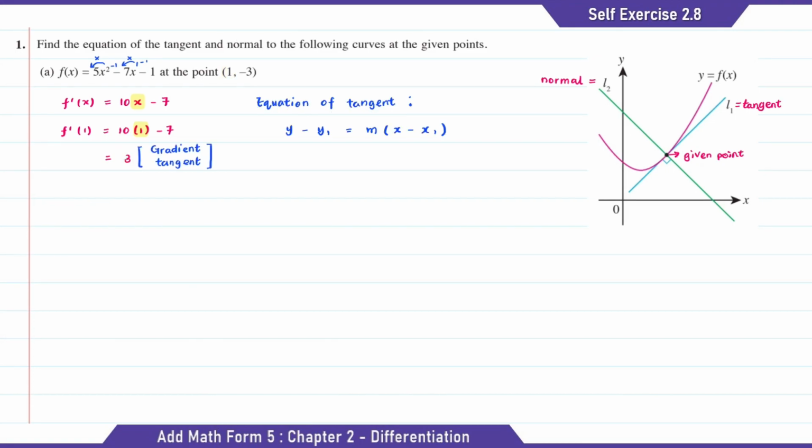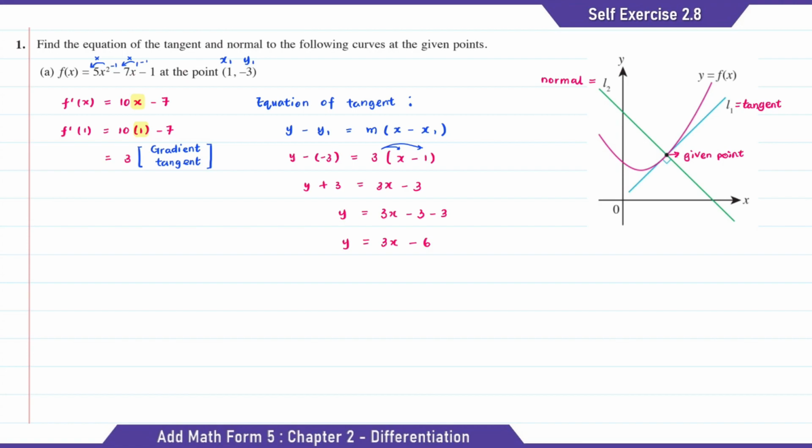To find the equation of the tangent, we can use this formula. Here, x1, y1 will be the given point, which is one of the points on the tangent. Then we get y minus negative 3 equal to m, which is the gradient of the tangent, times x minus 1. So y plus 3 equal to 3x minus 3. Then y is equal to 3x minus 3 minus 3. Then the equation will be y equal to 3x minus 6.